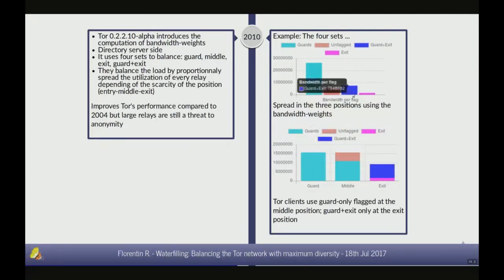And here for the exit guard flag, they give it all to the exit position. And this graph is also the reason why we need exit nodes. We don't have enough of this.